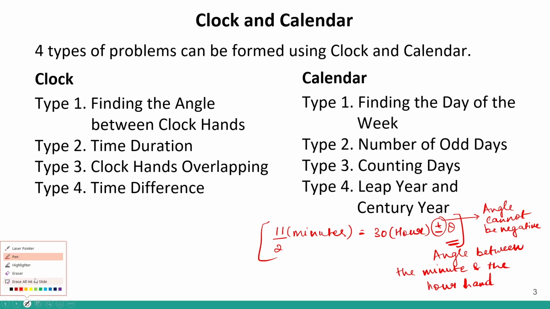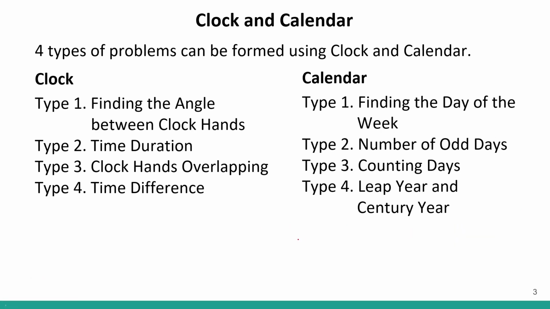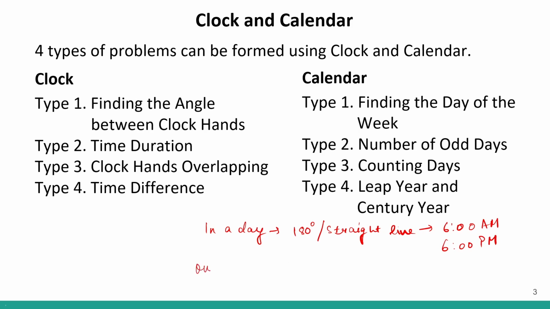And then we also discussed 2 concepts. First was that in a day, how many times does a minute and hour hand form 180 degrees or a straight line? There were only 2 times. The first time was 6 a.m. and the other time was 6 p.m. This we discussed.